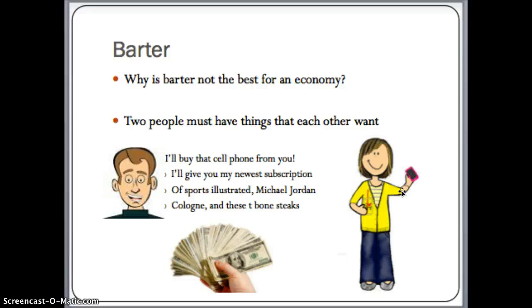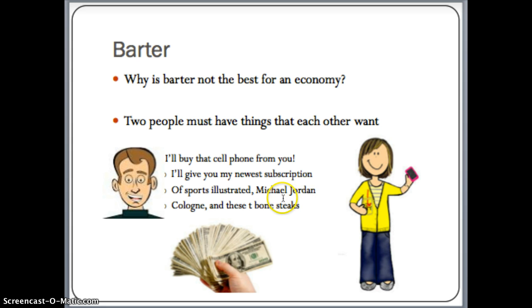In order for that trade to take place, she would have to want all of those things. Who knows? Maybe she doesn't have enough time for Sports Illustrated. Why would she want Michael Jordan cologne? As you can see from this animation, she doesn't even have a nose. Or if she did have a nose, maybe her ex-boyfriend used to wear Michael Jordan cologne and she doesn't want those.